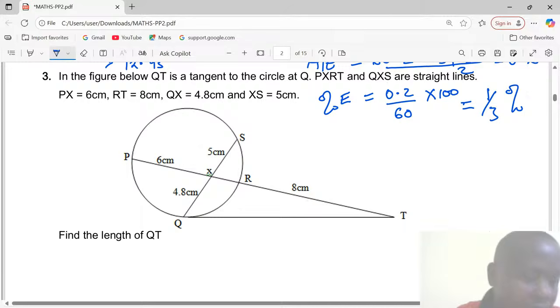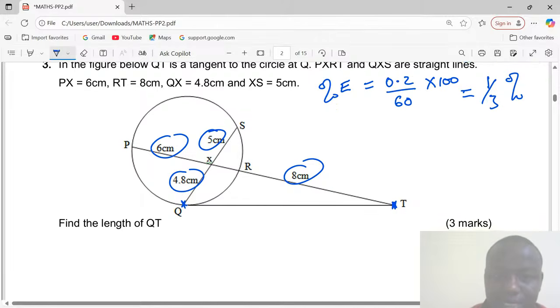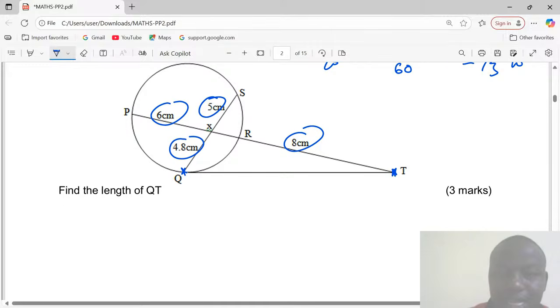Number 3. In the figure below, QT is a tangent. We can see the length QT. PXRT and QXS are straight lines. PX equals 6 centimeters, as you can see on the diagram. RT equals 8. We have PX, 6. Then 4.8, that is QX. Then we have 5 for XS. Find the length QT.